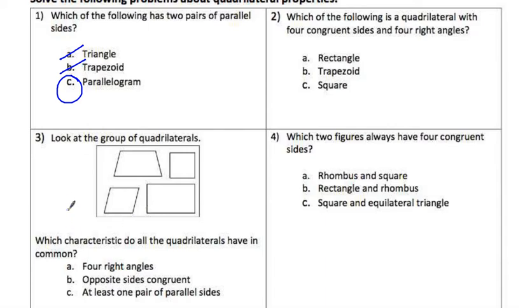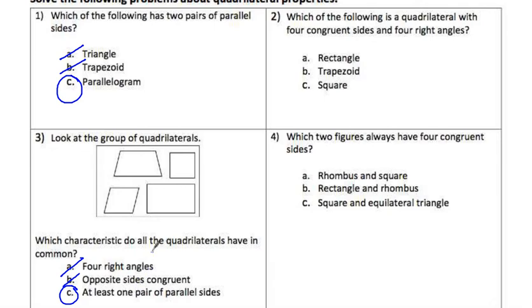And then I want to look at number 3. Look at the group of quadrilaterals. Which characteristic do all the quadrilaterals have in common? Do they all have 4 right angles? No. This one and this one do not. Opposite sides are congruent to each other. Well, all of them work except for the trapezoid. The top and the bottom aren't the same, so that doesn't work. And what is true is they have at least one pair of parallel sides. In the trapezoid, the top and the bottom, same thing on all the other shapes. There's one pair that are congruent.